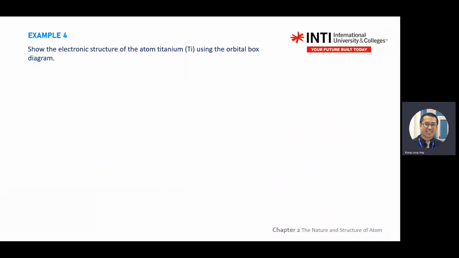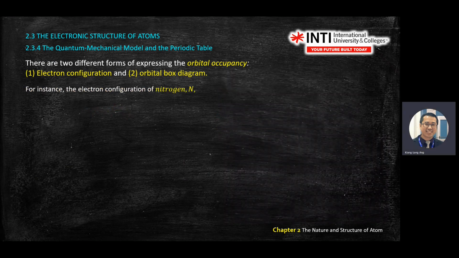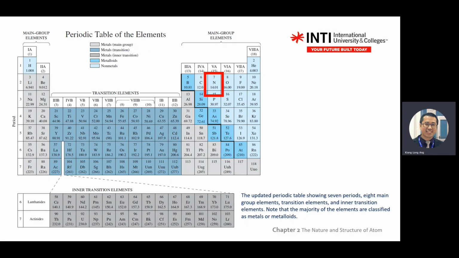Let's do one example. Show the electronic structure of titanium using an orbital box diagram. So I give you maybe 3 minutes or maybe 2 minutes. I give you this periodic table first. By looking at this periodic table, are you able to give the electron configuration and box diagram? Titanium, where is titanium?